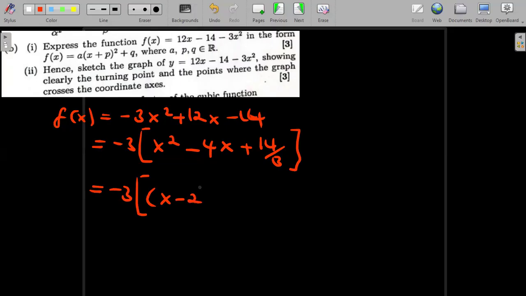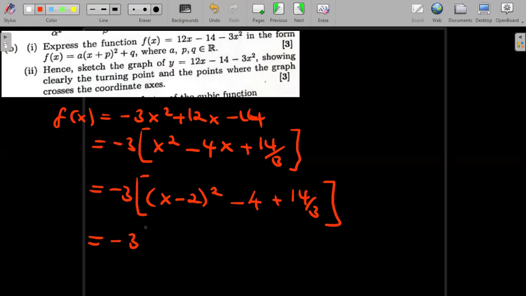Then I'm going to add to close that and square. Then minus. So you half and square it. Half of negative 4 is negative 2. Negative 2 squared just gives us 4. Then you have plus 14 over 3. Then you can now add these, and so when you add, you have 14 over 3, then minus 4. That just gives you 2 over 3.